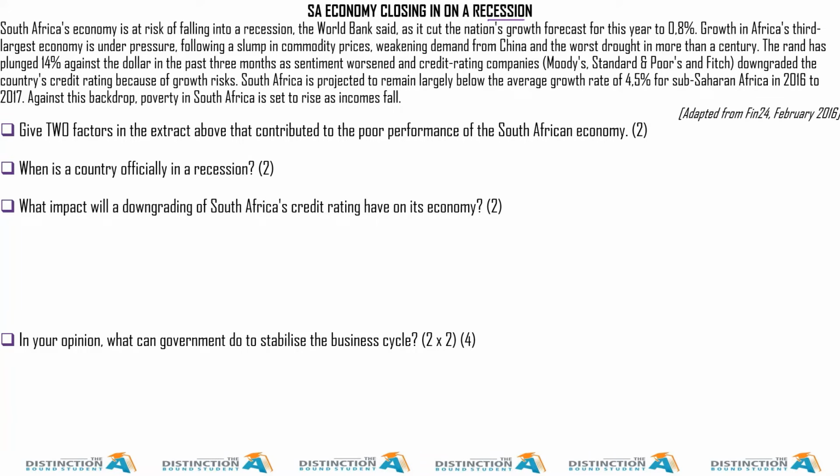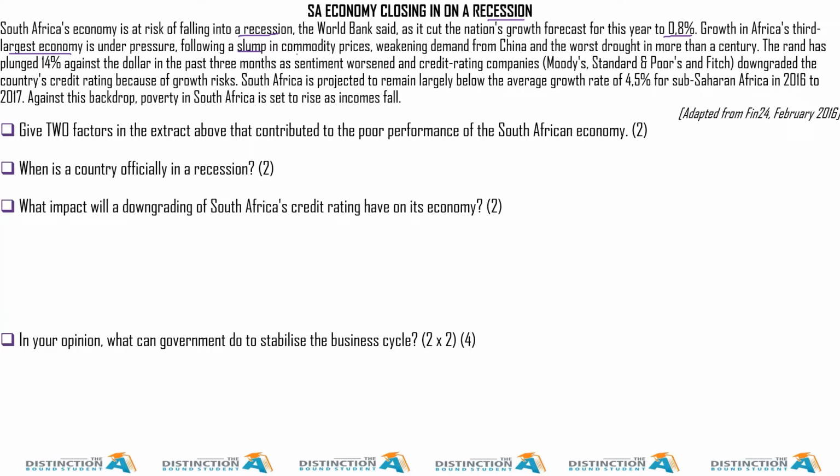All right, South African economy closing in on a recession. Again, recession. South African economy is at risk of falling into a recession. The World Bank said as it cut the national growth forecast for the year to 0.8%. Growth in Africa's third largest economy. Okay, how do we know it's the third largest economy? We compare a real GDP with other countries. Okay, but that doesn't mean we have the third largest standards of living. Standards of living, that's another thing. We then divide the real GDP by the population and we get per capita. That tells us about standards of living.